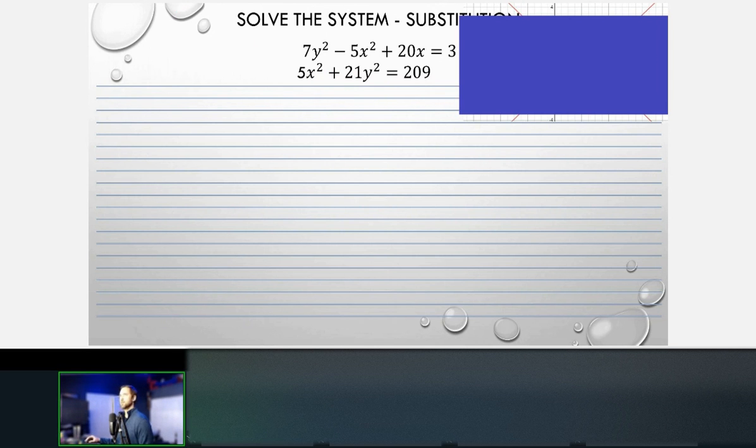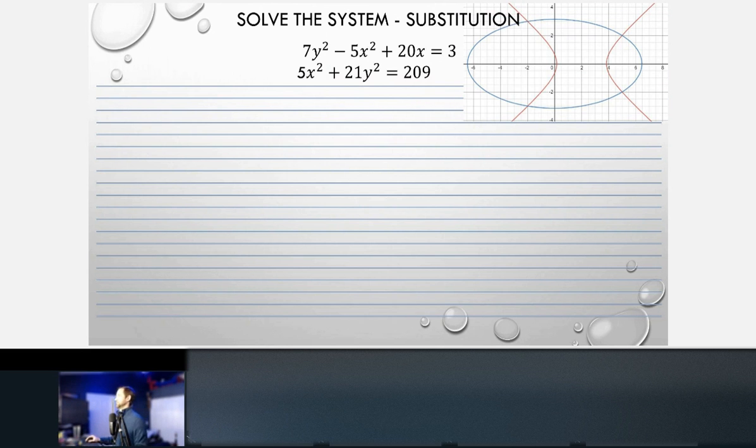And then when in doubt, you can always just graph it. See that we have a hyperbola and an ellipse, so we're going to have 4 solutions. And if you graph this one, you can actually pull out the answers right from the graph. They're really nice. All right, ideas on how to solve this problem.